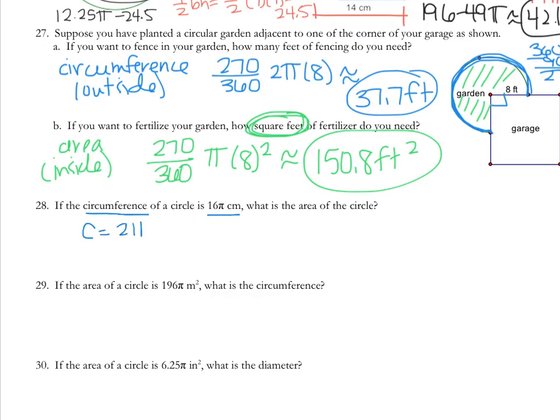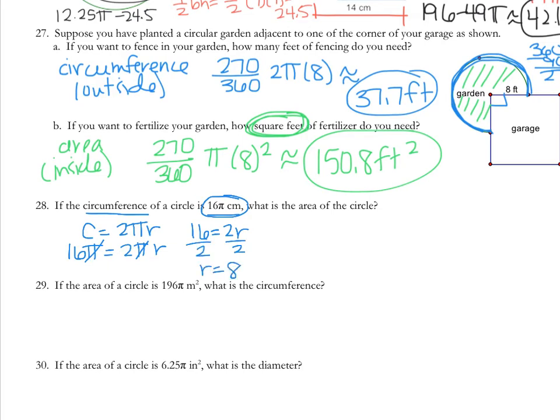Twinkle, twinkle, little star, circumference equals 2 pi r. And then this 16 pi is the circumference, so that gets plugged in on the C side. And then it's just solving an equation from here. I can cancel out the pi's on both sides, and I get 16 equals 2r. Then I'm going to divide by 2, and that tells me that r is 8.